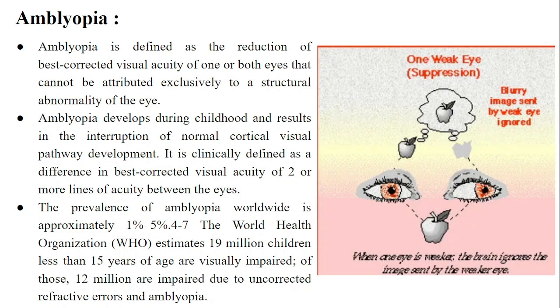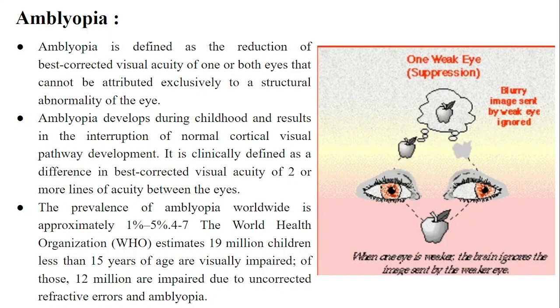Amblyopia. Amblyopia, also known as lazy eye, is a condition where the brain and the eye do not work together properly. It is a result of a disruption in the normal visual development process during childhood. The condition typically affects only one eye, but in some cases both eyes can be affected. Amblyopia is not caused by any structural abnormality in the eye, but it results from the brain ignoring the visual input from one eye.